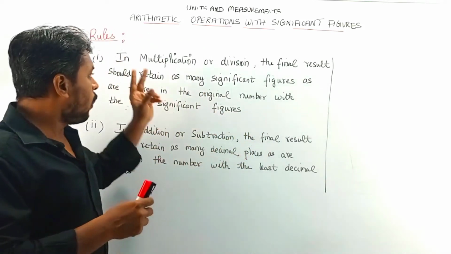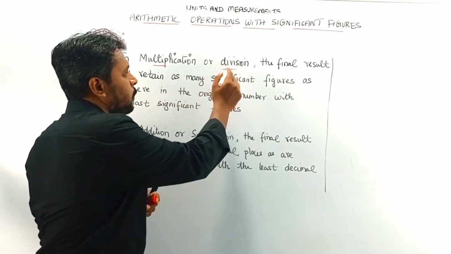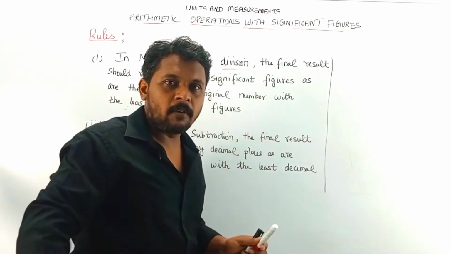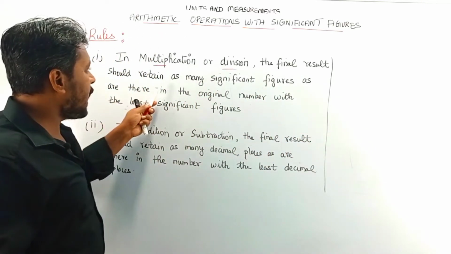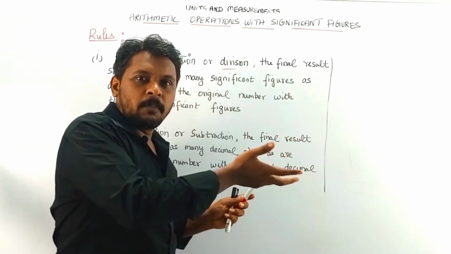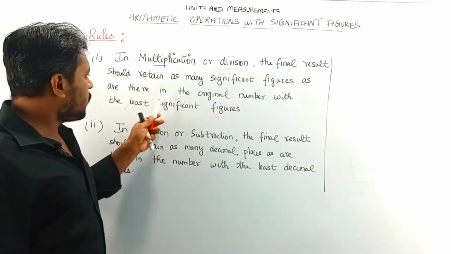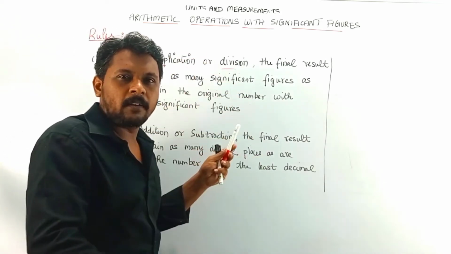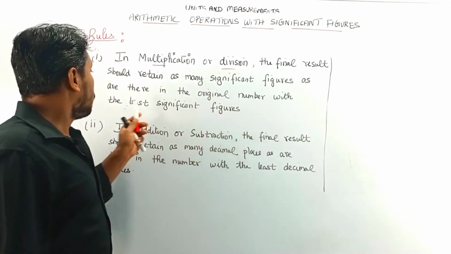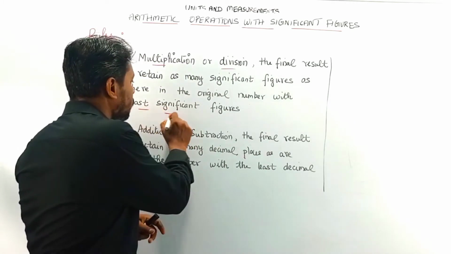First, for multiplication and division I have a separate rule. What is that rule? The final result, the thing we are going to find, should retain as many significant figures as the number used in the calculation that has the least significant figures. So the result lies with the number with the least significant figure.